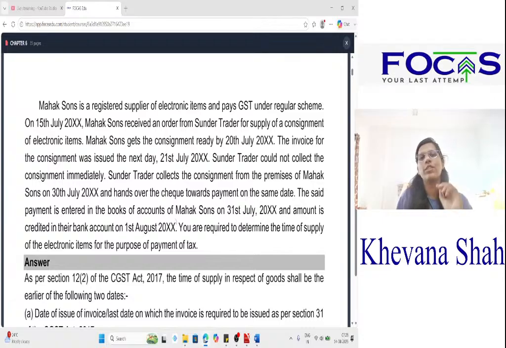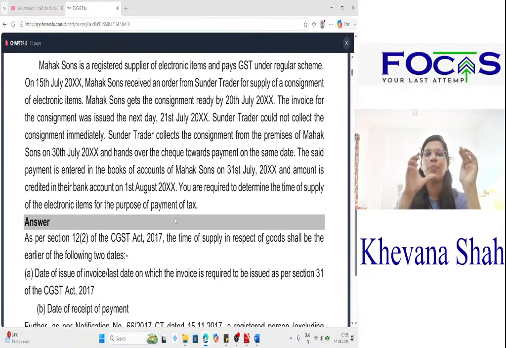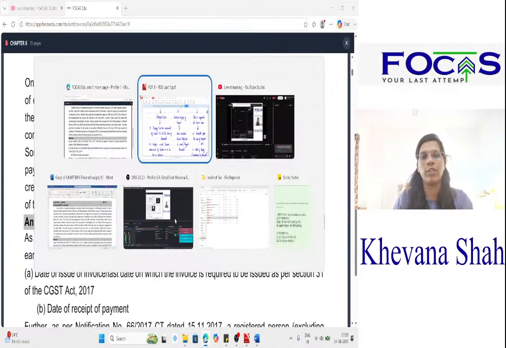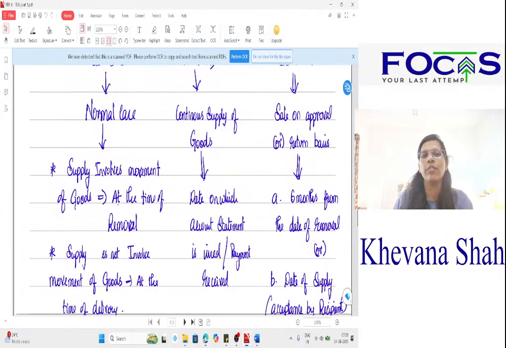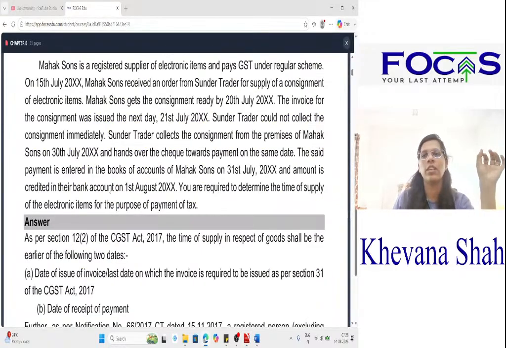Okay. So see, this is also a similar question, right? Now here we have movement of goods involved. Now in a case where movement of goods is involved, what is your due date of issuing an invoice? Your due date of issuing an invoice will be at the time of removal of goods. So see here, when are the goods removed? 30th July. Okay. When is the invoice issued? 21st of July. So the earlier of these two dates is 21st of July. So in this case, your time of supply will be 21st of July.